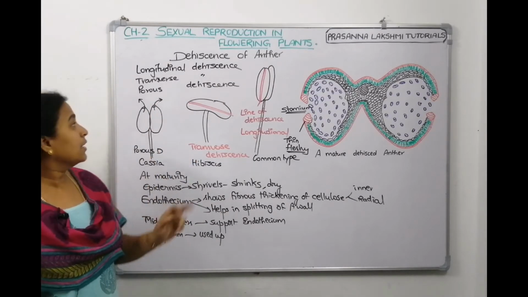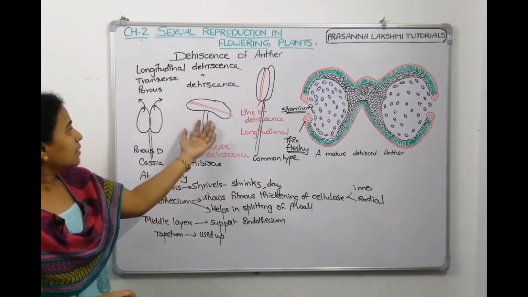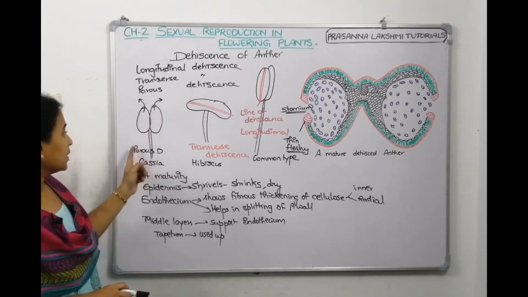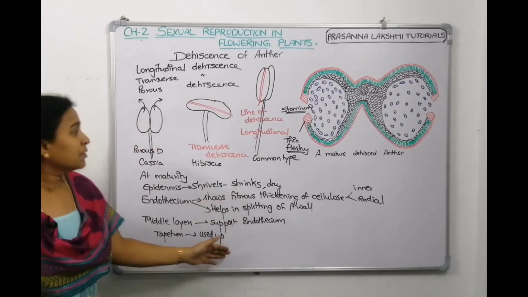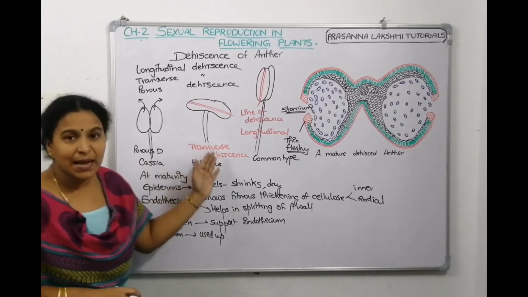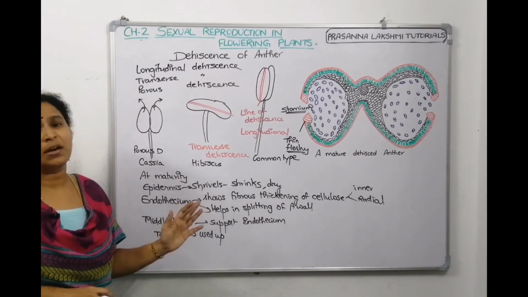There are 3 types of dehiscence. Longitudinal dehiscence, here is a picture. Transverse dehiscence, this is the picture. Porous dehiscence, this is a picture. Now in longitudinal dehiscence, all this happens, whereas in porous dehiscence and transverse dehiscence, all this epidermis, endothecium thickenings will not happen.